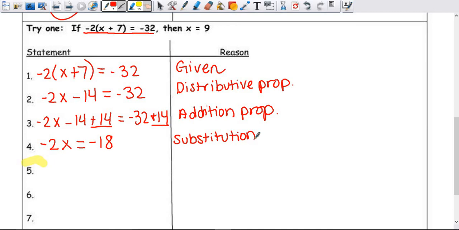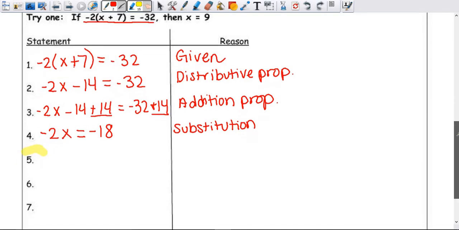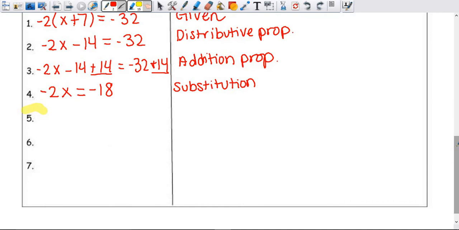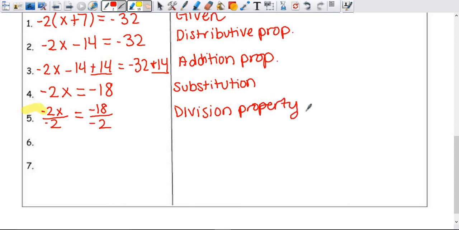And then we have step 5. The next step we would do to solve is going to be to divide by a -2. So we need to write out that as a new step that we are dividing by a -2. Since we are dividing, we have the division property. And now let's do that division.